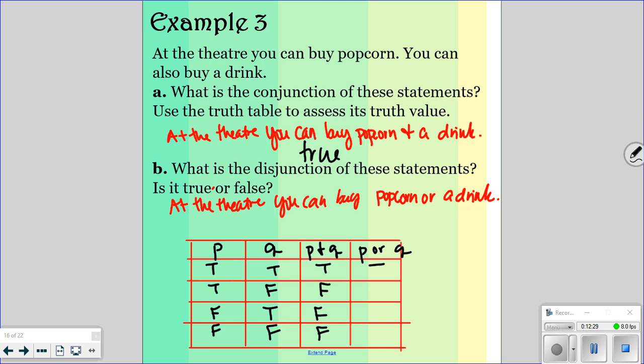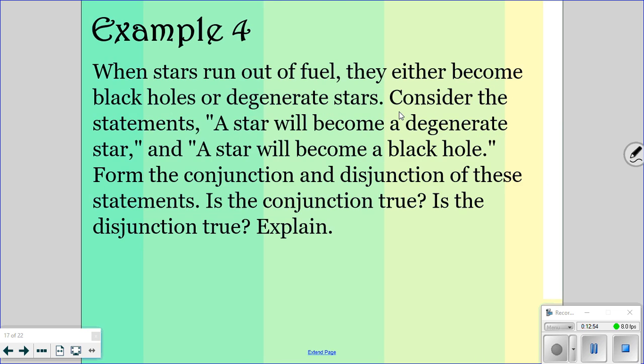So this first one, both of them are true. One of them is true here, one of them is true here, but here one of them is not true. So for this disjunction, it is true because we have to have at least one of them true. And actually they both happen to be true. But this disjunction is true because at least one of them is true. Okay, so now we're going to look at example 4.